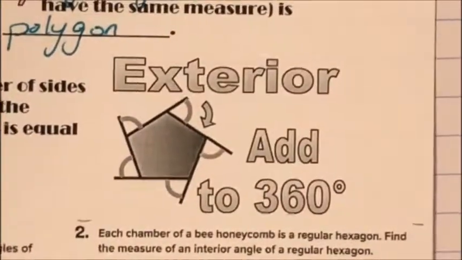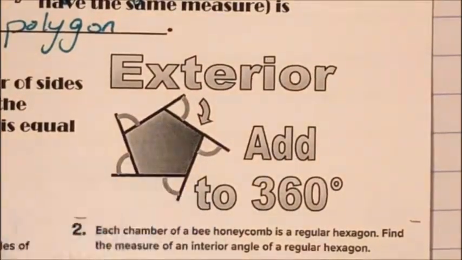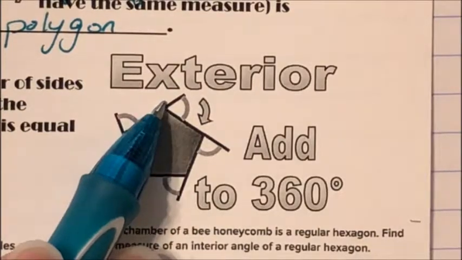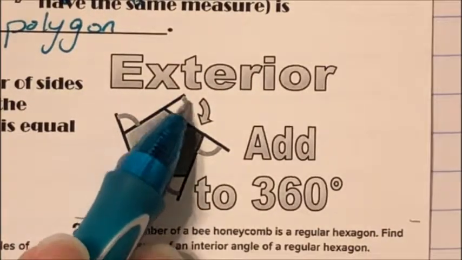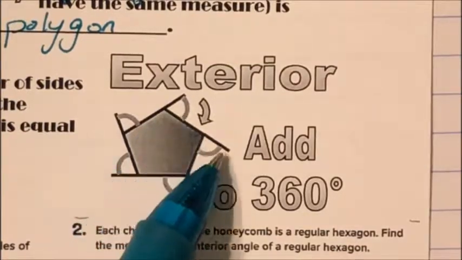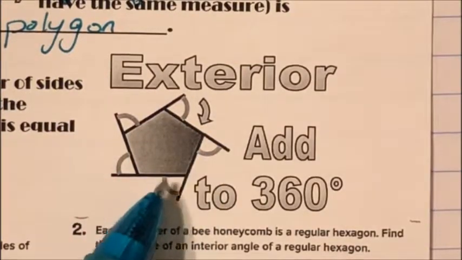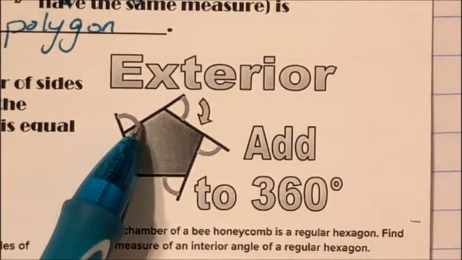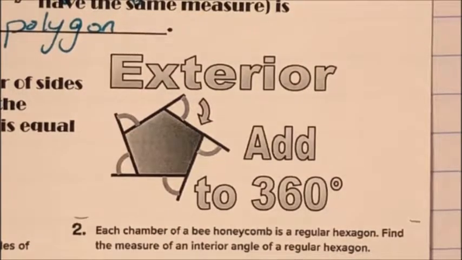Notice for the exterior, they all add up to be 360. So they all go from this line here, and it's this angle that we're measuring. So this angle plus this angle plus this angle plus this angle plus this angle are what add up to be 360 degrees. All right, let's take a look at some examples.